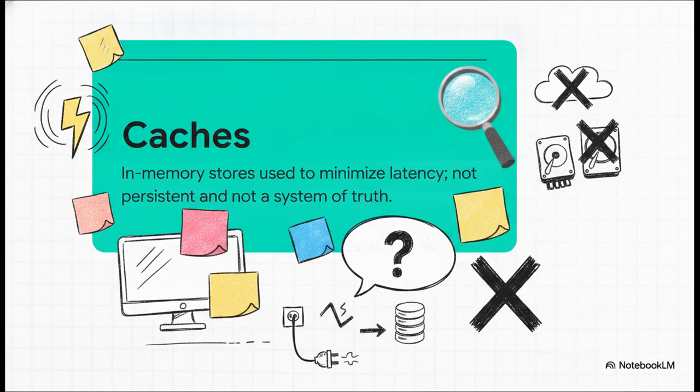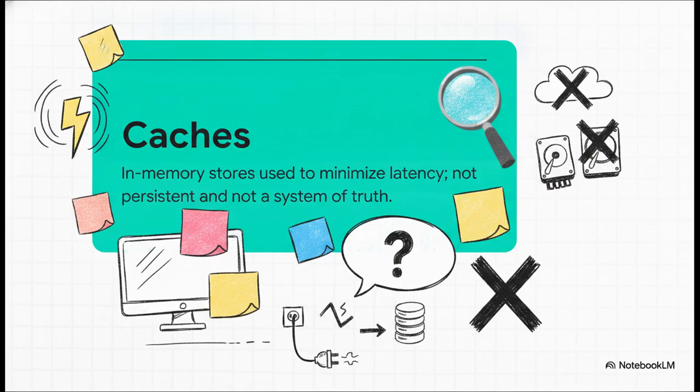Our fourth and final storage type is caches. Now, caches are an entirely different beast. They are in-memory data stores. I like to think of them as the sticky notes you slap on the edge of your monitor. They exist purely for speed, to minimize retrieval latency. Because they use memory instead of disks, they're lightning fast, way faster than SSDs or HDDs.